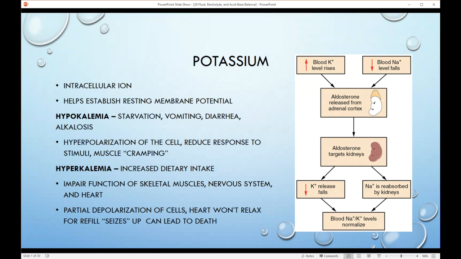We've eaten way too many bananas. This is unlikely for us to do to ourselves, but it can happen. And it impairs the function of our skeletal muscles, our nervous system, and our heart. The reason that it does that is because it does a partial depolarization of the cells all the time. So our heart doesn't relax. Then we can't have a refill of our ventricles. That can seize up and also lead to death.